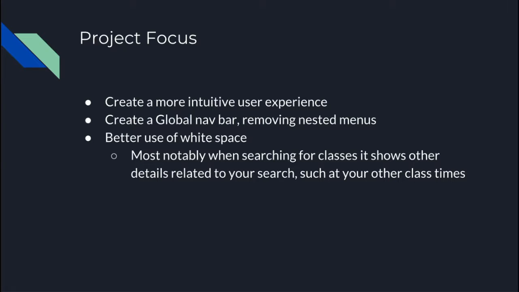Our project focus was to create a more intuitive user experience for Spire. The ways we're going to go about that were to create a global nav bar and remove those nested menus that create the main issues with the website. With that, we're also going to make better use of white space, most notably for the class search. We plan on adding additional information on the sides, such as the classes that we already have in our menu, so that the user can figure out if the class can even fit in their schedule when they add it to their cart.